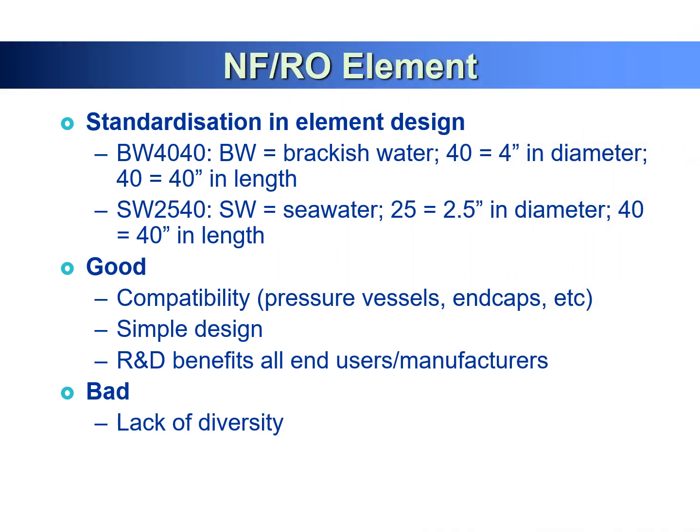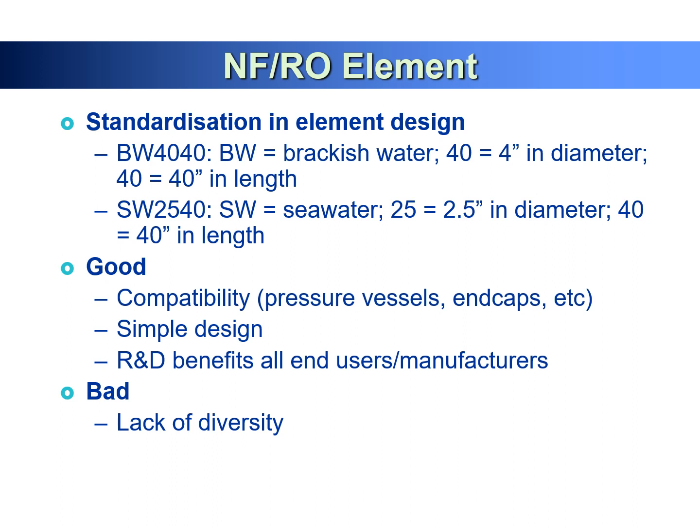So in the last lectures we studied the RO membrane, how we can produce it, what polymers, and what kind of layers. This time we can focus more on the element. We already mentioned the spiral wound RO element in the last lectures, and standardization in element design. We can select some of the different elements.